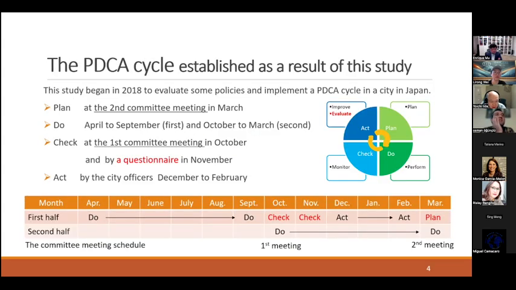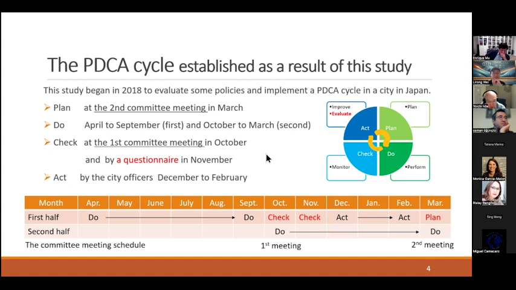This research began in 2018 with Okaya City's commercial revitalization plan. The first phase of this 5-year plan concluded in 2023, last year, and the second phase began this year. My evaluation method was adapted in the second phase.